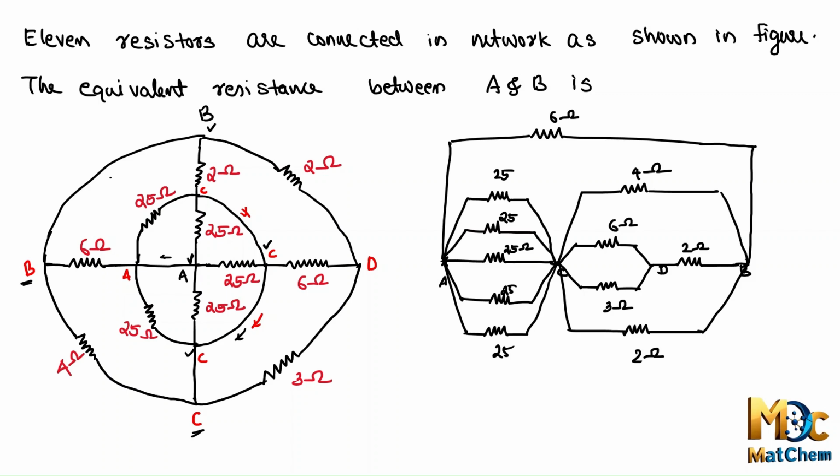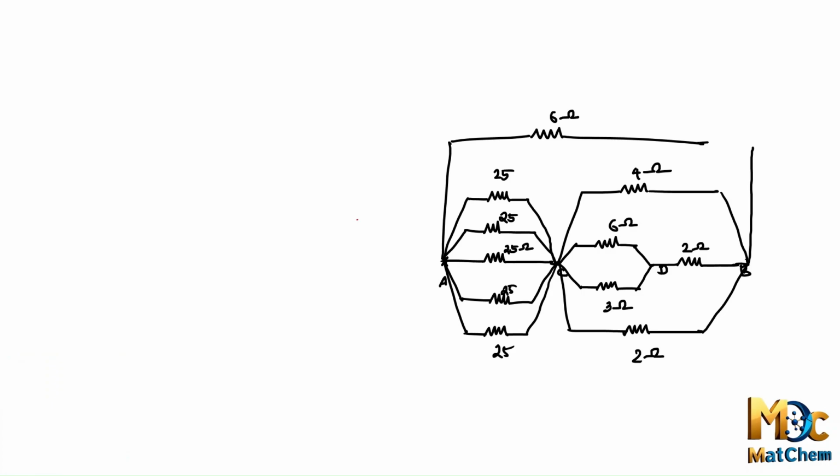Done. Then we mark the point D. From the point C, there is a 6 ohm resistor, and a new point is generated; let it be D. By using this diagram, we simplify to this diagrammatic system. Done. Now we need to calculate the resistance. What we can understand is that between A and C, there are 5 25 ohm resistors. These 25 ohm resistors are connected in parallel.